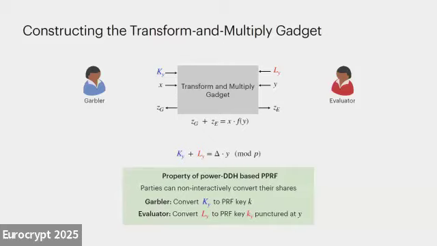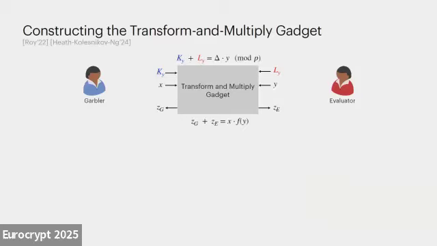How do you evaluate the transform and multiply gadget? This is a technique that was first introduced in the context of oblivious transfer by Roy, and then later adapted in the garbling setting by Heath, Kolesnikov, and Ng, where the garbler first converts its share to the PRF key. It then computes a mask A, which is the sum of the PRF evaluations over Z to B. And it computes its share as f of I times the PRF evaluations.